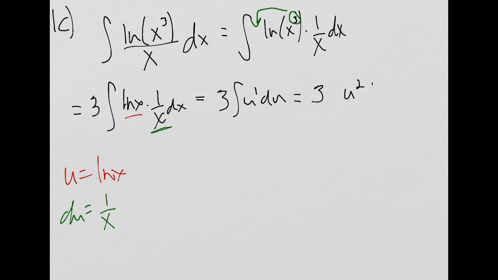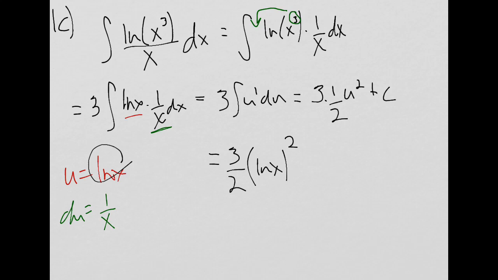I get u squared plus c, and then I need to fill in my coefficient, so I need to multiply by a 1/2. So it's being times there. So I get 3 over 2, and then I'm going to open parentheses and put my u right here back in. So that gives me ln x, and then that is squared, and then I write my plus c.